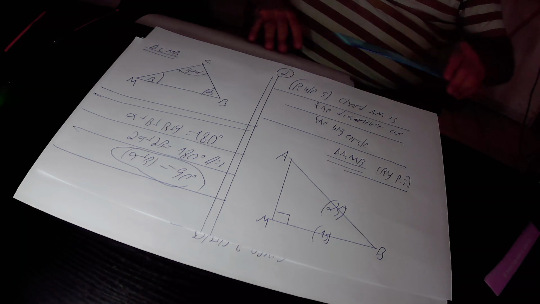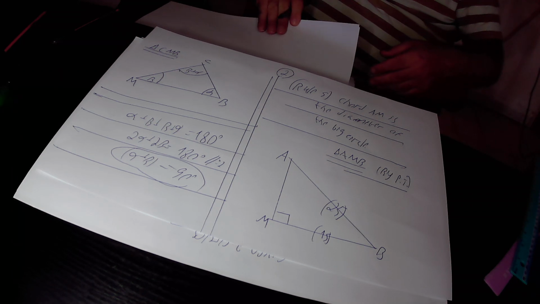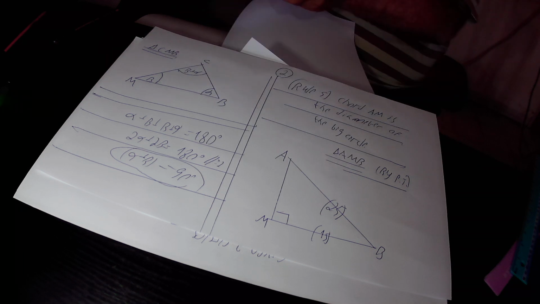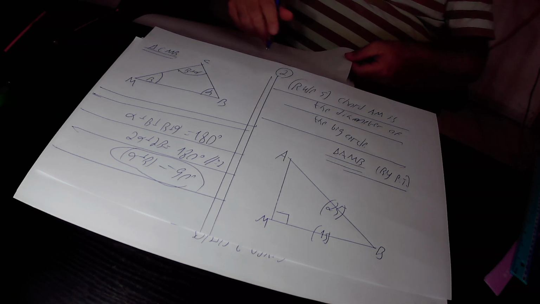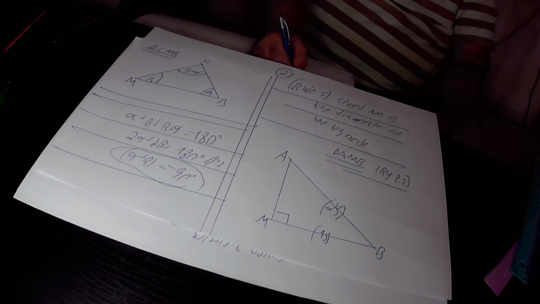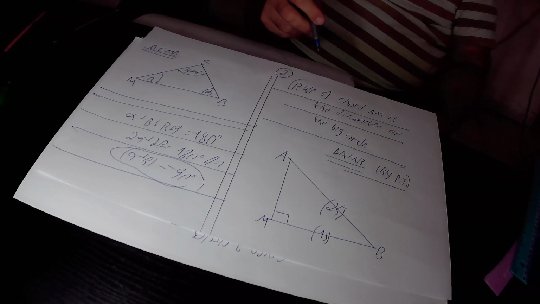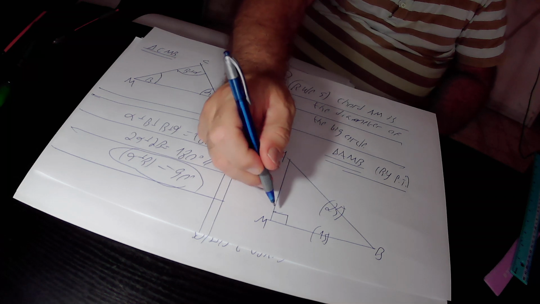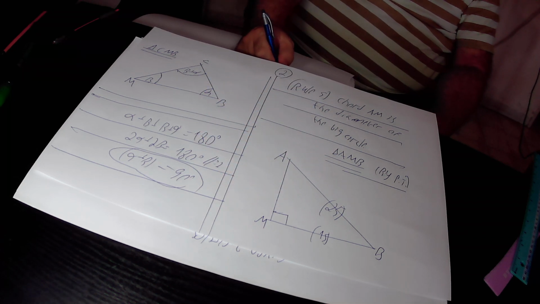But again, in the right triangle A and B, according to the Pythagoras theorem, AB square equals AM square plus MB square. AB is 25, therefore AB square is 25 squared, that is 625. And it is equal to AM square. AM is the missing side, so we leave it as it is.